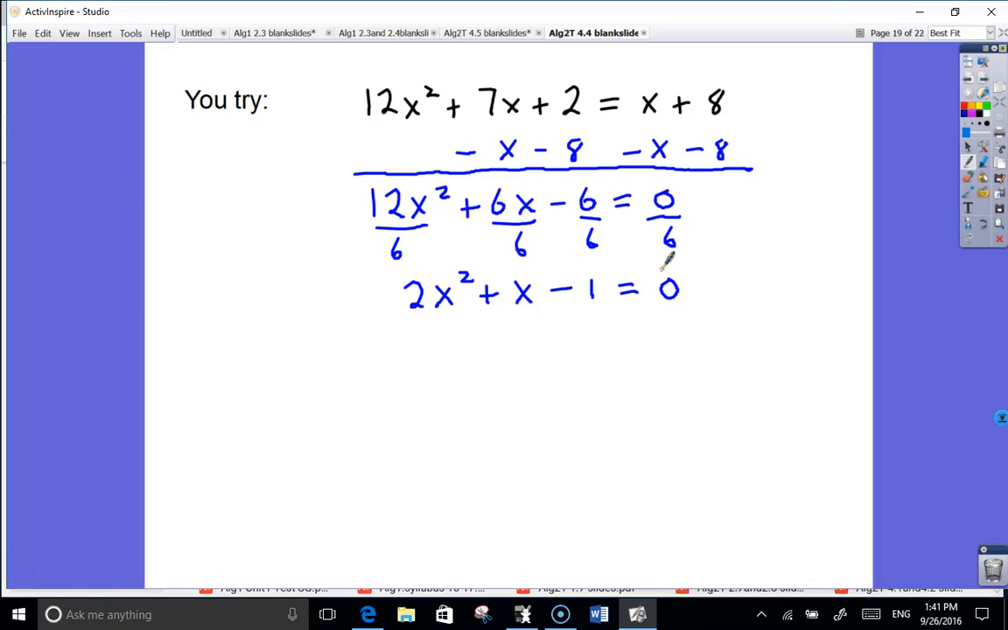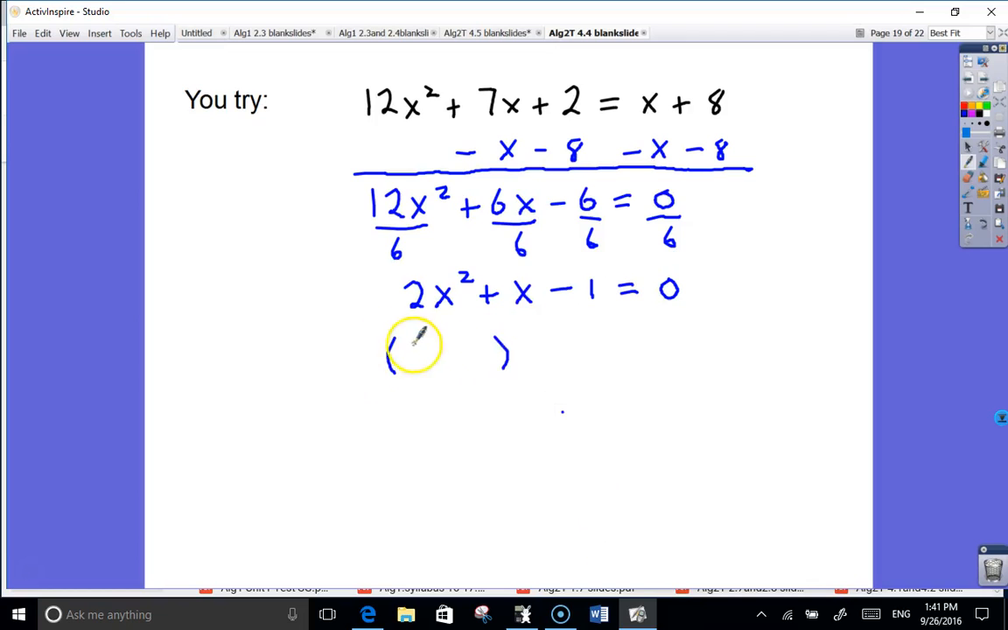So we should all get that far. You know, subtract the x and the 8, and then divide out a 6. You don't need the 6. Right? And then how do you factor something like that? You could go through the long process. You know, 2 and 1 are both prime numbers. It really wouldn't take long to just guess and check it either.